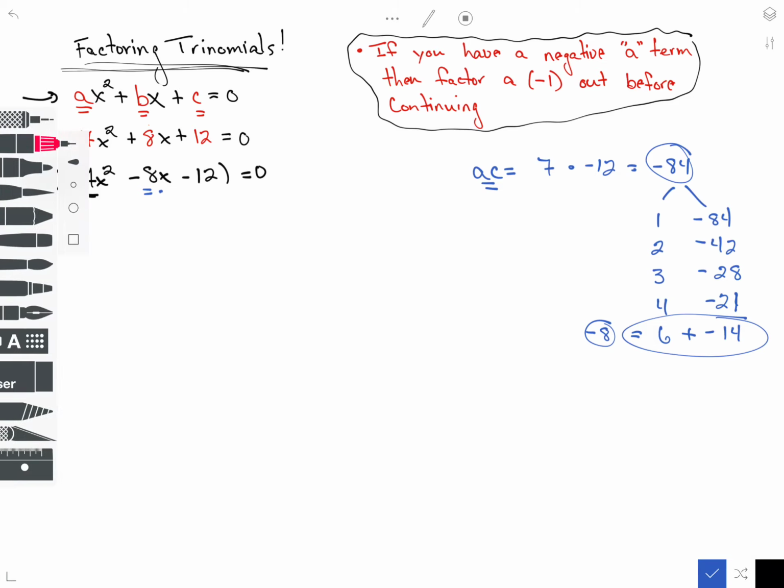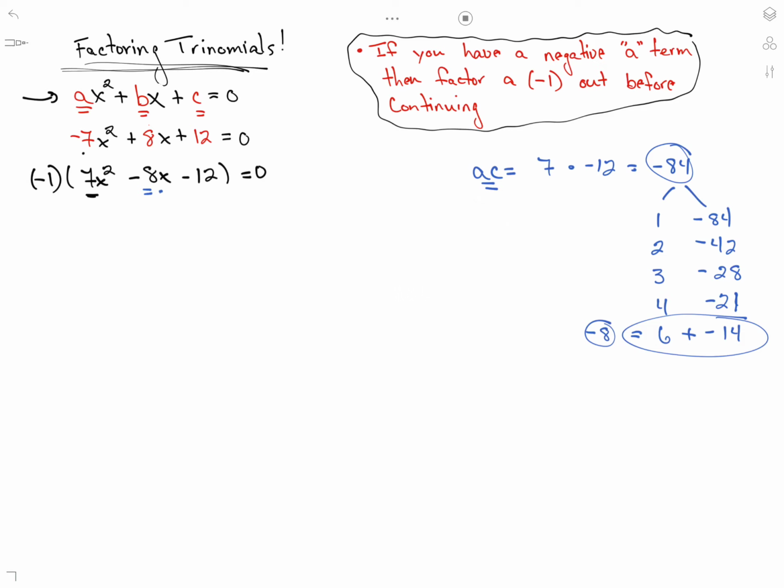Now I have to factor this by grouping. I'm going to keep that -1 in front, but break up my b term into the two pieces that make it up. So this will still be 7x squared, but I'll have a positive 6x and a minus 14x instead of the negative 8x. I broke it up into two pieces, a positive 6x and a negative 14x, and they combine to equal negative 8x. So I should be good there.